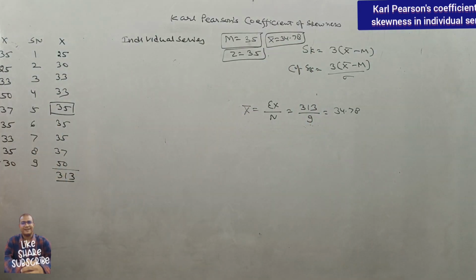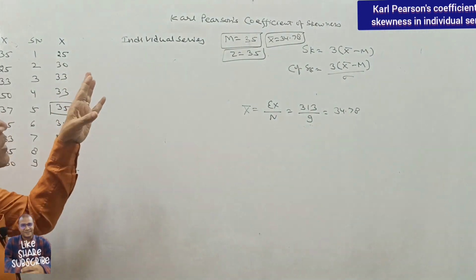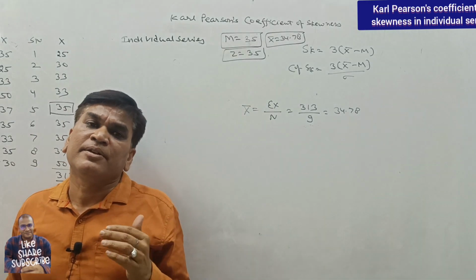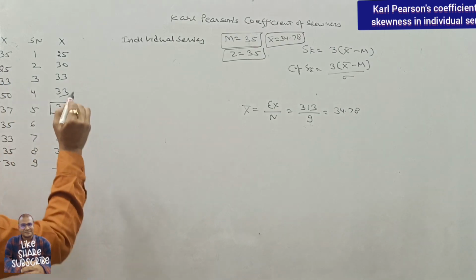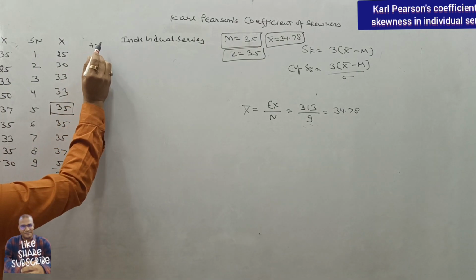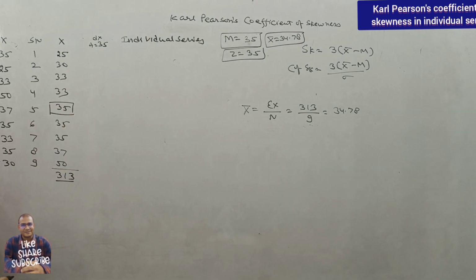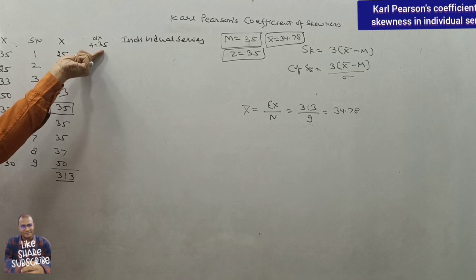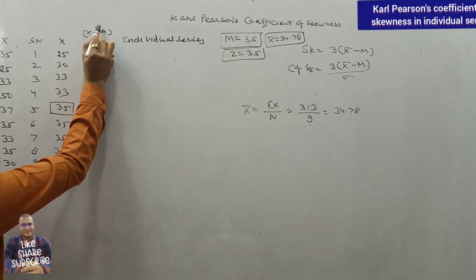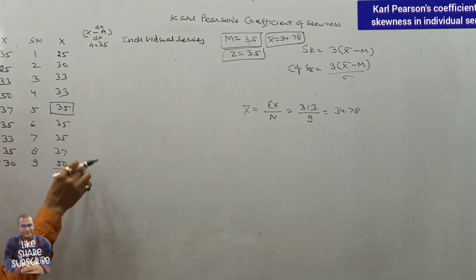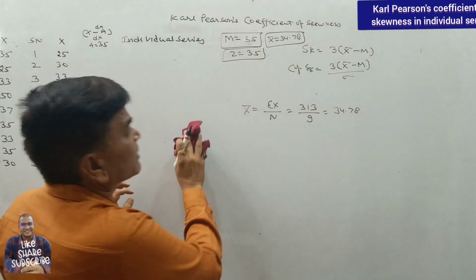But we are facing some problem here, because it is not a whole number. So for calculating standard deviation, we will use the assumed mean method. That will be the easiest method for that. So suppose the assumed mean is 35, and we take the deviation dx equal to x minus a, with 35 as the assumed mean.